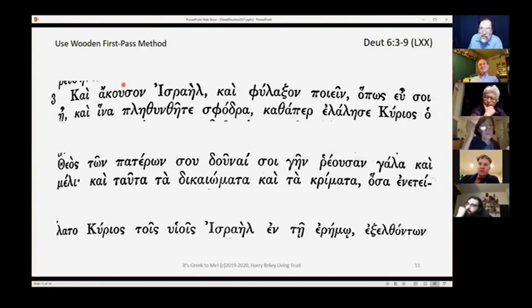So here, the root is a-ku-o. And then you've got a suffix. Now, you might not know what that suffix is, but you know that the root is going to be here. So, very good. Here, as in hearing, H-E-A-R.